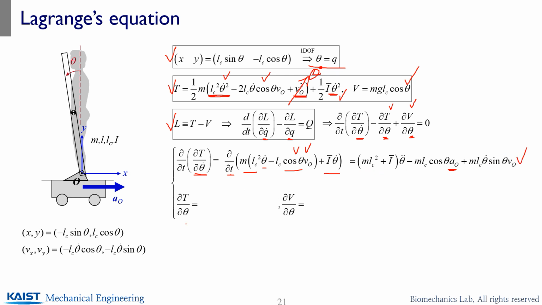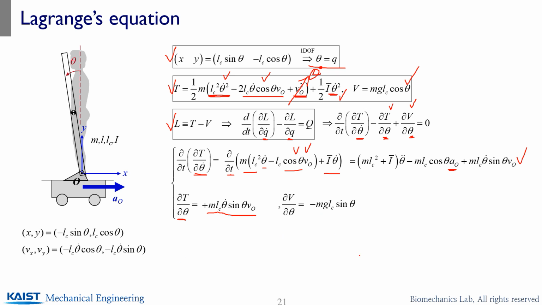Okay. Now, let's take the derivative of the kinetic energy with respect to theta. So the only term that is related to theta is the term in the middle, right? So you can take a derivative with respect to theta. So what you can have is m l_c theta dot V0, okay? And for your potential energy, you have m g cosine theta. So here you have a minus m g sine theta.